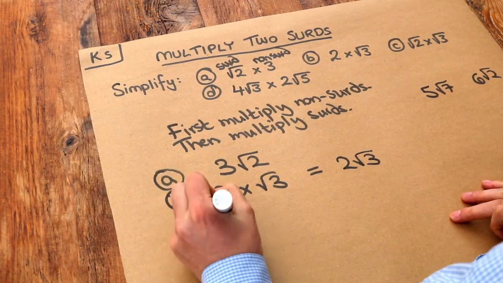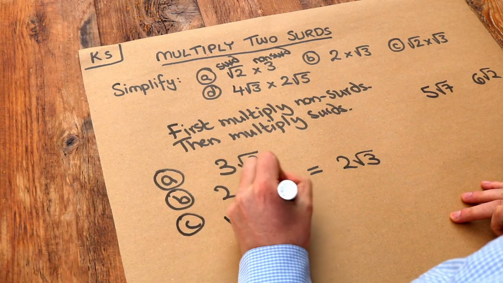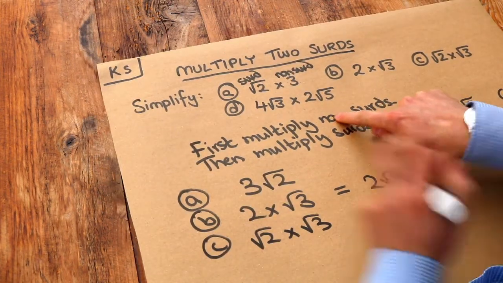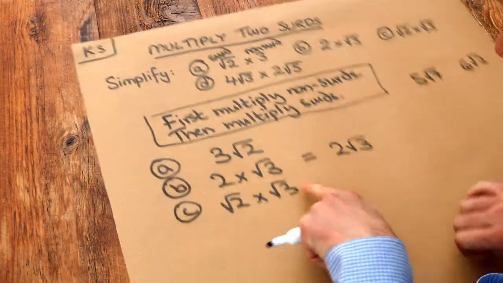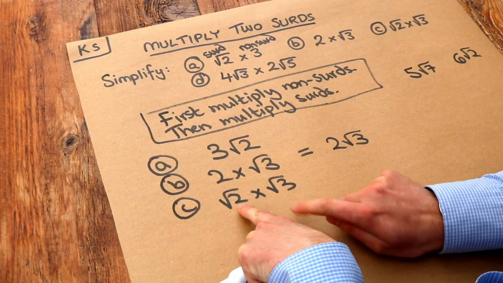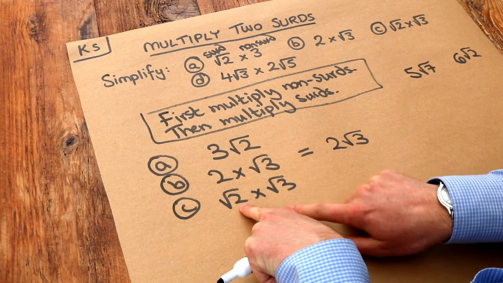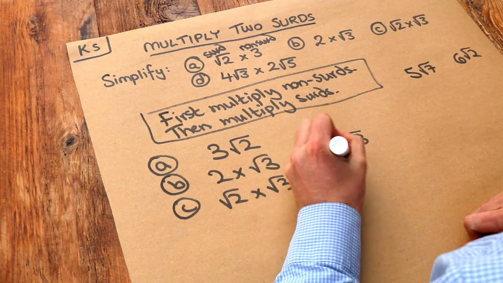What about C? Root 2 times root 3. Now, we don't have any non-surds to multiply together, so we just have surds. So we multiply the surds together, and when that happens, you just multiply the 2 and the 3 together. 2 times 3 is 6, so we get root 6.